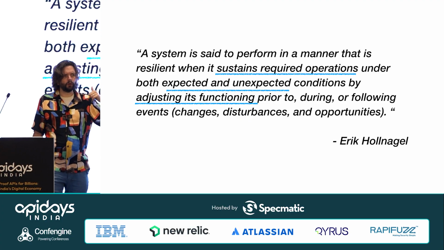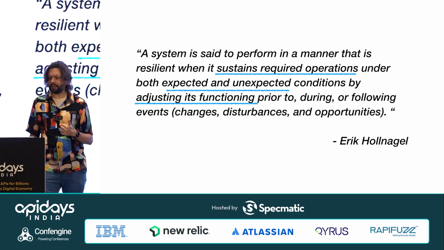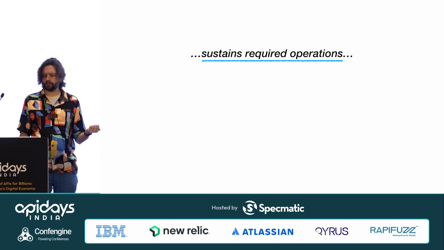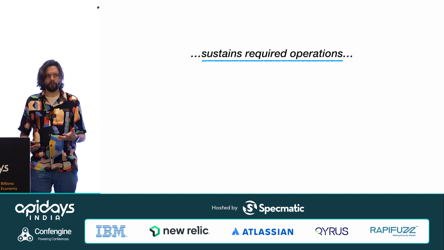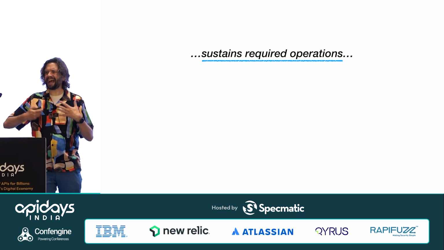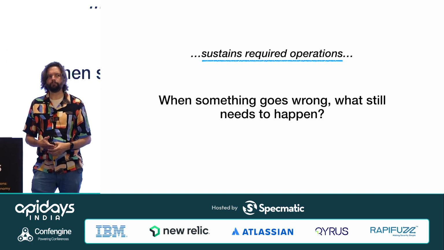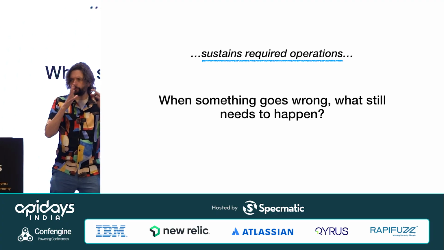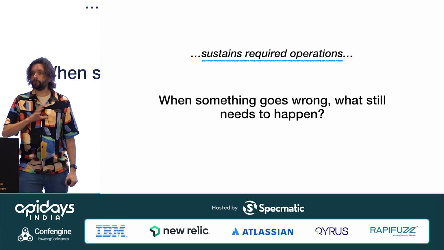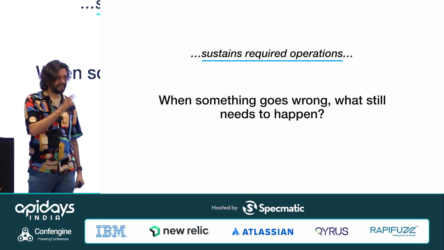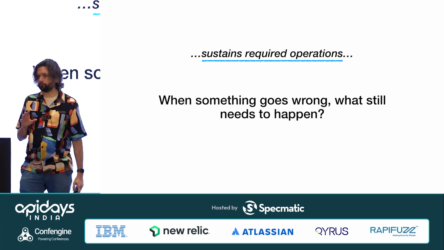So we start at the beginning, right? We're going to talk about this idea of sustains required operations. So there is this idea that when we are saying that something is resilient, we need to say, okay, what still needs to happen even if something goes wrong? Right, so something goes wrong, there are certain things we still need to be true about our system. So we actually need to quantify those things. What are those things that need to be true when something goes wrong?